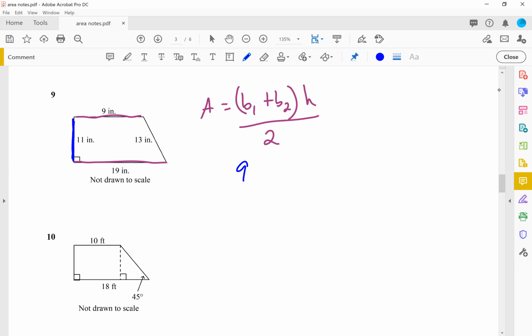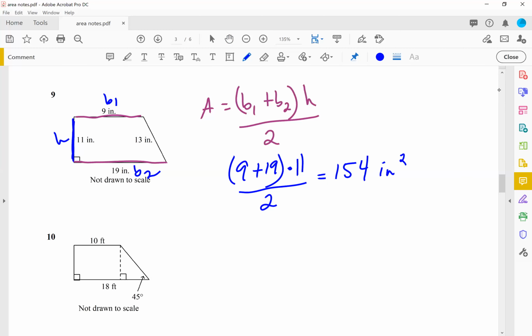So 9 plus 19 times 11, and then divide by 2. We're going to label here. That's base 1, this is base 2, and this is your height. So we just type this 9 plus 19, 28, times 11, divide by 2, and you will get 154, and it will be inches squared.